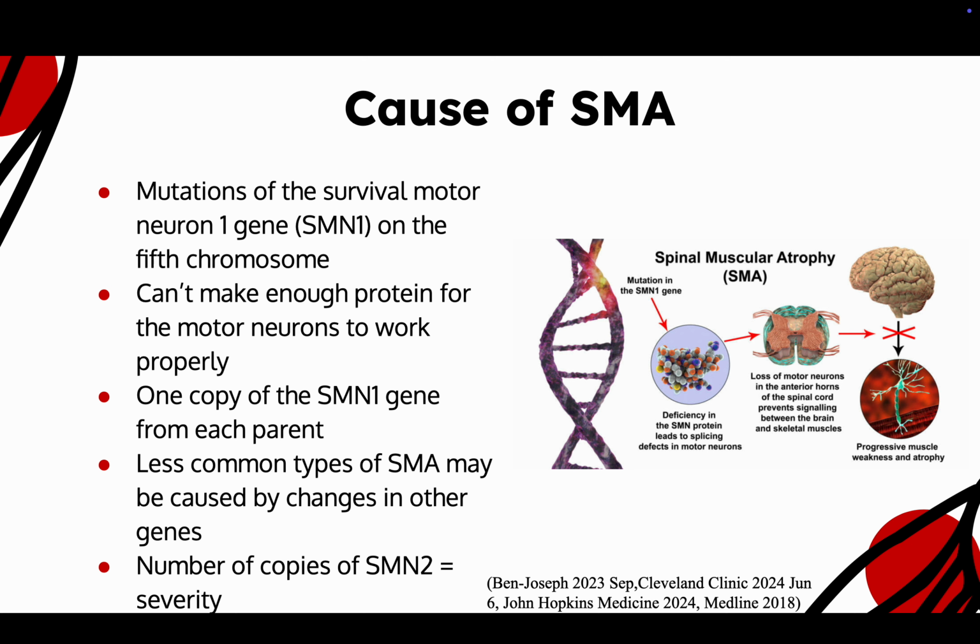There are less common types of SMA that are caused by changes in other genes. The number of copies that you have of the SMN2 gene alters the severity of the condition. SMN2 gene also produces a small amount of SMN protein. A person may have up to 8 copies of an SMN2 gene. Having multiple copies of an SMN2 gene typically leads to less severe symptoms of SMA, because the extra gene makes up for the missing SMN1 protein.